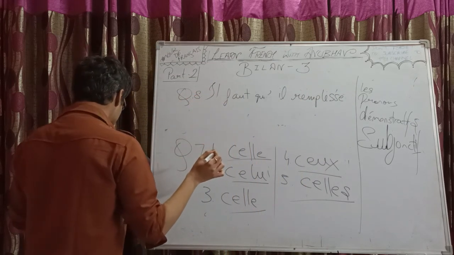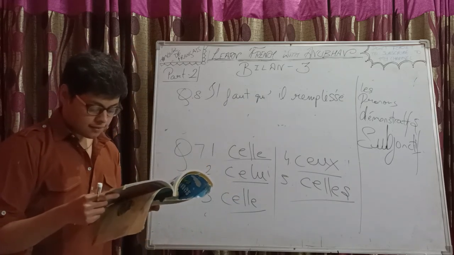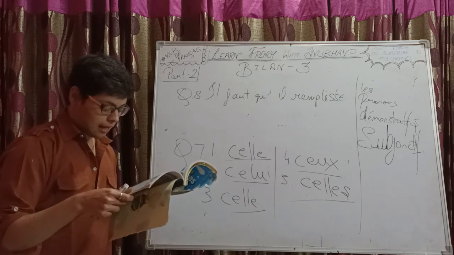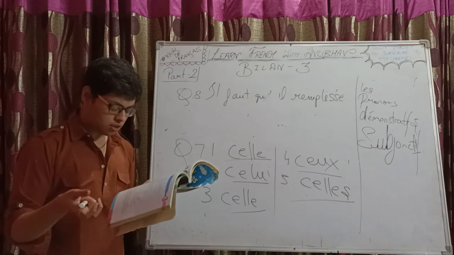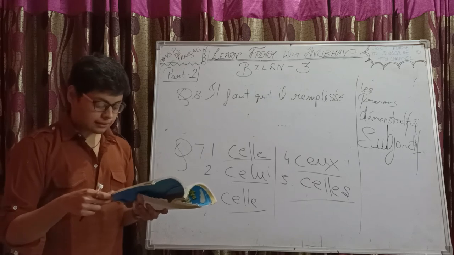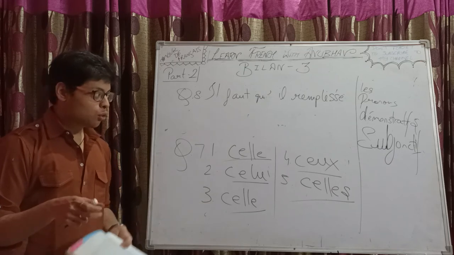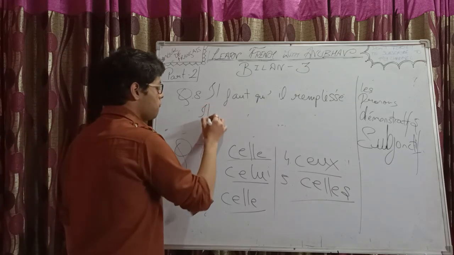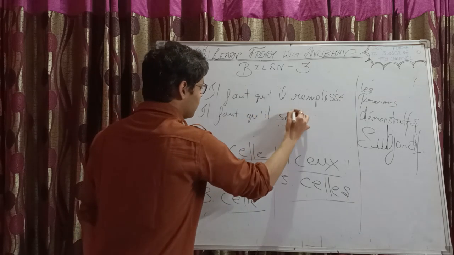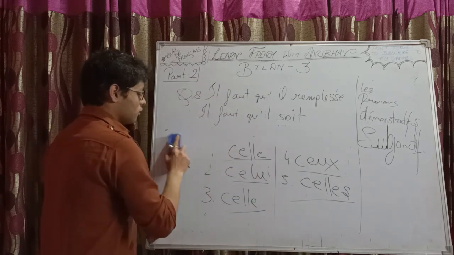Okay. Next we have: il doit être au consulat général de France à 8h du matin. So he must be at the consulat général, must be some office or something like that, of France at 8 o'clock in the morning. So, il doit être, it should be il faut qu'il soit. Être is an exception in subjunctive, so soit conjugation, okay.